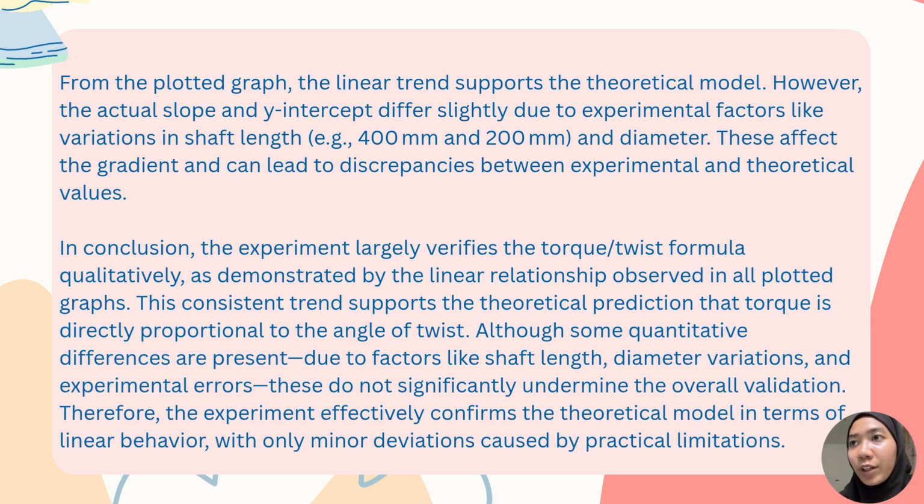Conclusion: overall, this experiment successfully confirms the torque versus twist formula in a qualitative way. All the graphs show that torque increases linearly with the angle of twist, just as theory predicts. Although we notice some numerical differences, they are likely caused by things like shaft length difference, diameter variations, and small experimental errors. These differences are minor and don't change the overall conclusion. So we can say that the experiment effectively verifies the theoretical model, especially the idea that torque and angle of twist are directly proportional, even if there are small differences in exact values due to real-world conditions.